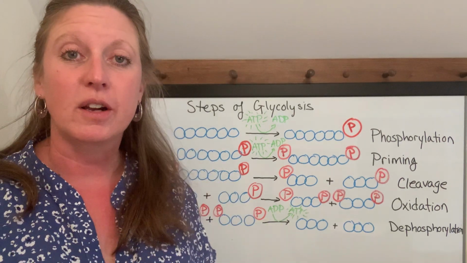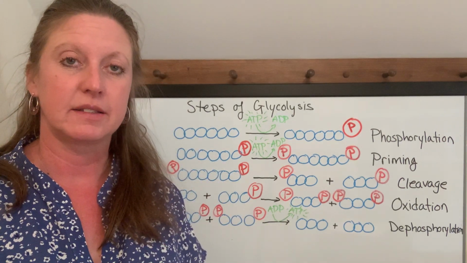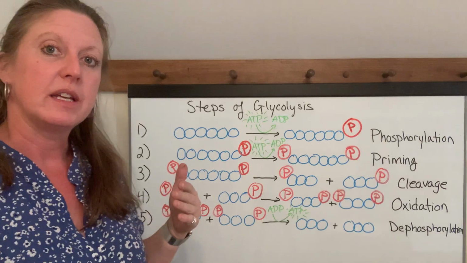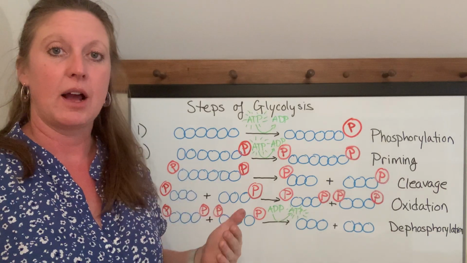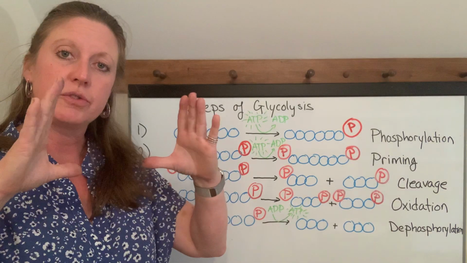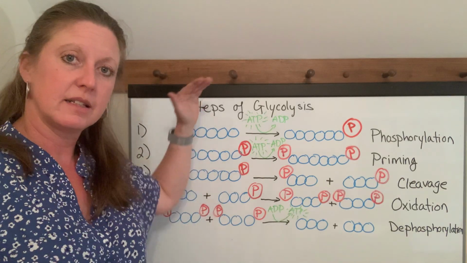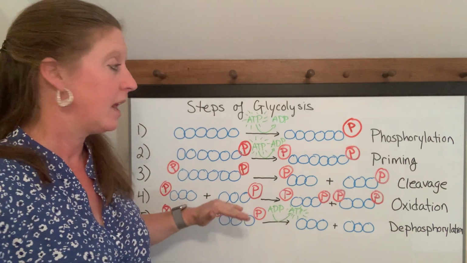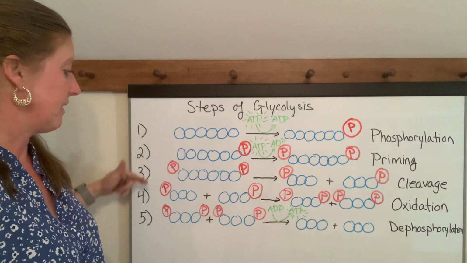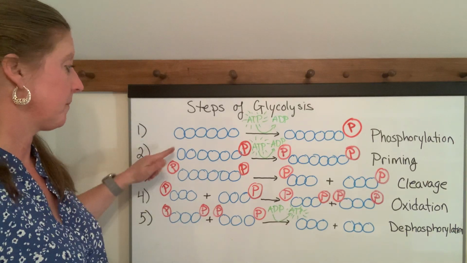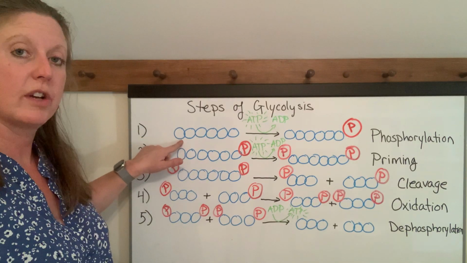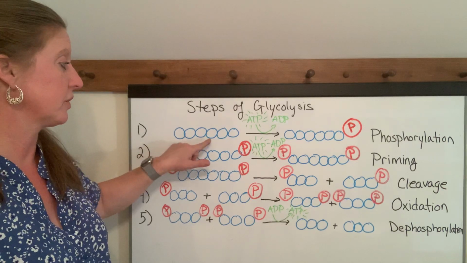Hi, let's talk about the steps of glycolysis. Each one of the steps in glycolysis is carried out by an enzyme. So when I drew the box before and said glycolysis, this is what was happening. Now, there are 5 steps to glycolysis, and we start with glucose, which I'm representing with these 6 blue circles.